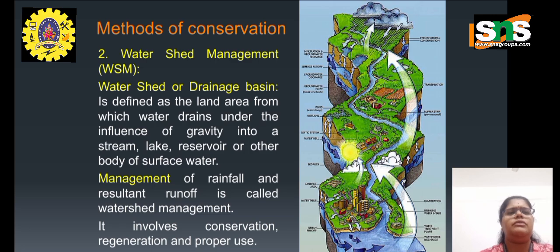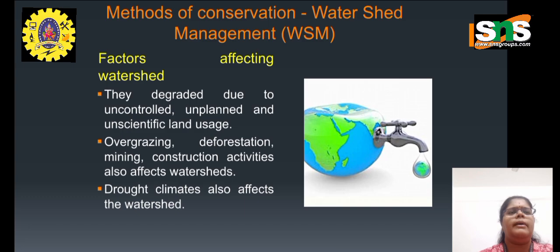So this watershed management should be continuously monitored for the proper management of the water that has to be conserved. So factors affecting the watershed. They are degraded due to uncontrolled, unplanned, and unscientific land usage. Overgrazing, deforestation, mining, and construction activities also affect watersheds. Drought and climate also affect the watershed.